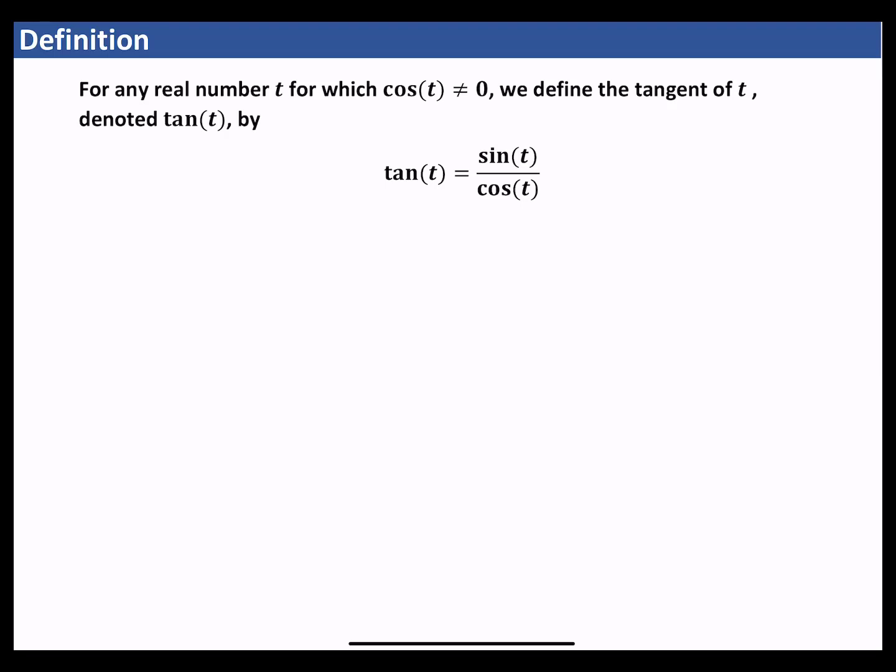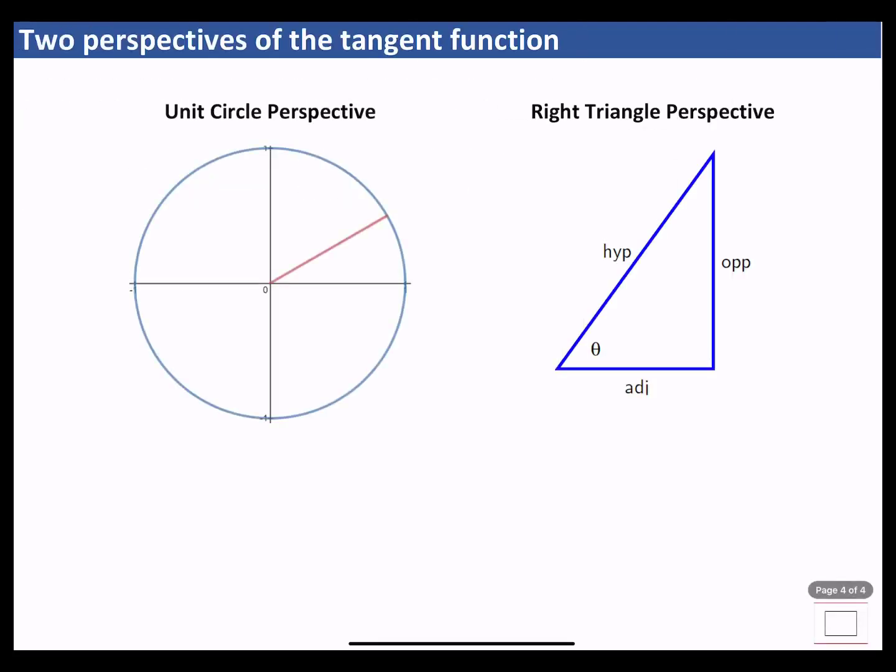Because the tangent function is defined in terms of the two fundamental circular functions, sine of t and cosine of t, we can use our understanding of these functions to make sense of the tangent function. In particular, we can think of the tangent of an angle from two different perspectives. We can think of it as an angle in standard position in the unit circle, or as an angle in a right triangle. Let's first think of the tangent of an angle as an angle in standard position on the unit circle.